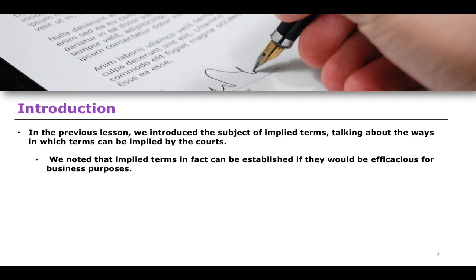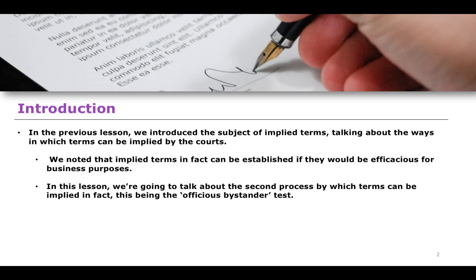We talked about the case of the Moorcock, in which the defendants were the owners of a jetty, and the claimants were the owners of a ship that was unloading at the jetty. It was argued that there was an implied term that the defendants take reasonable care in ensuring that there would not be damage done to the ship itself. And it was seen that this would be efficacious for business purposes rather than just desirable. It struck at the heart of the contract itself.